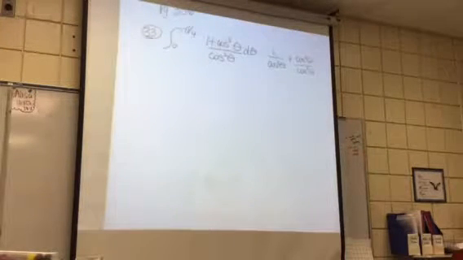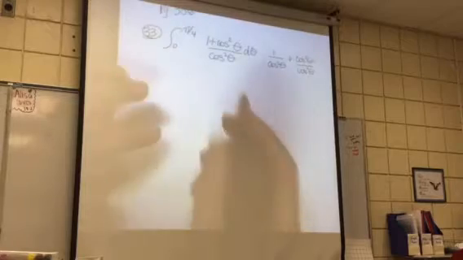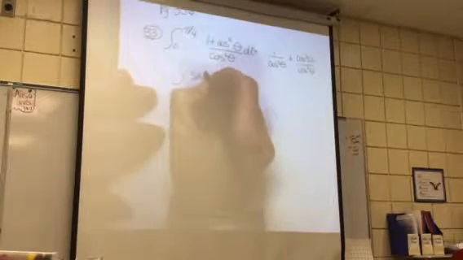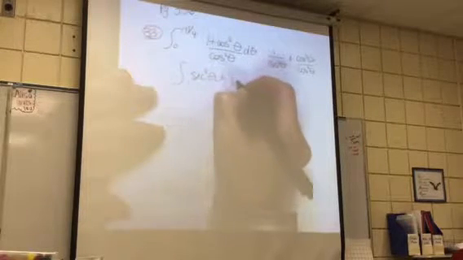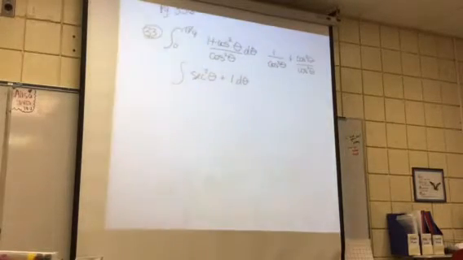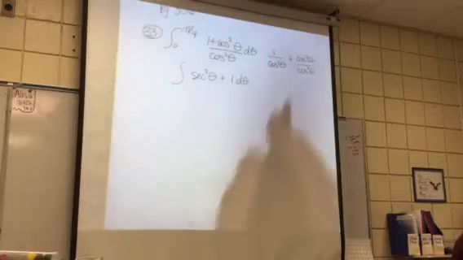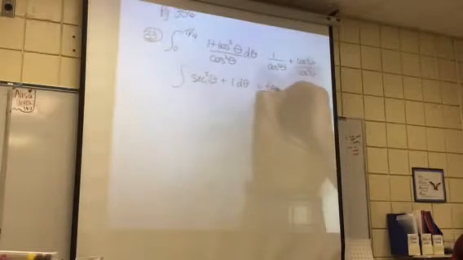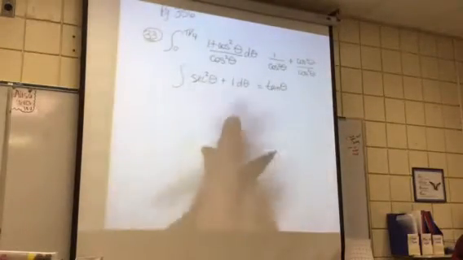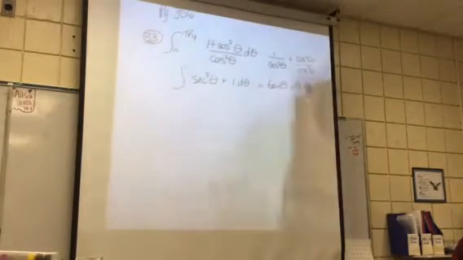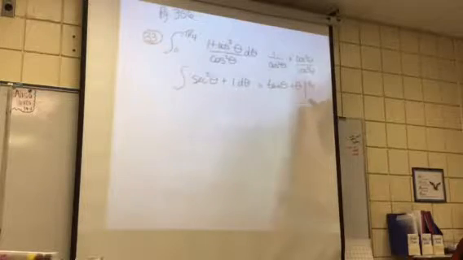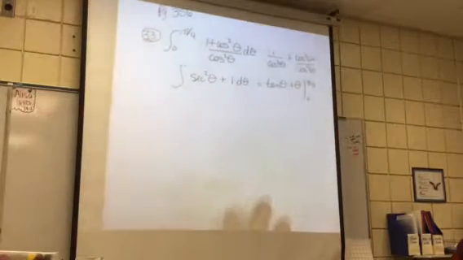What is 1 over cosine squared? Oh, it's secant. So really this is secant squared plus 1. Can we take the antiderivative of secant squared? Yes. Tangent of theta. What's the antiderivative of 1? Theta. And we want to evaluate this at pi over 4 and at 0.